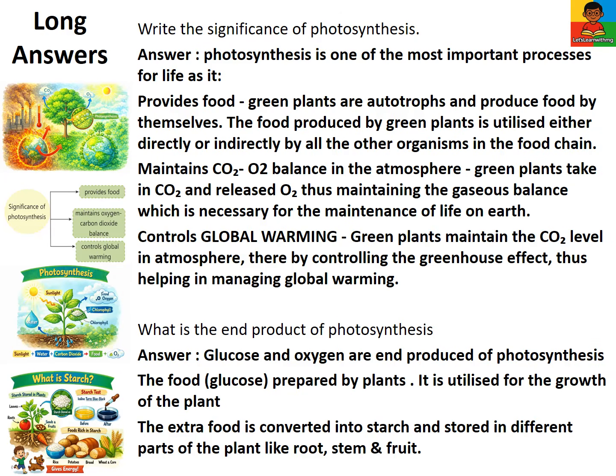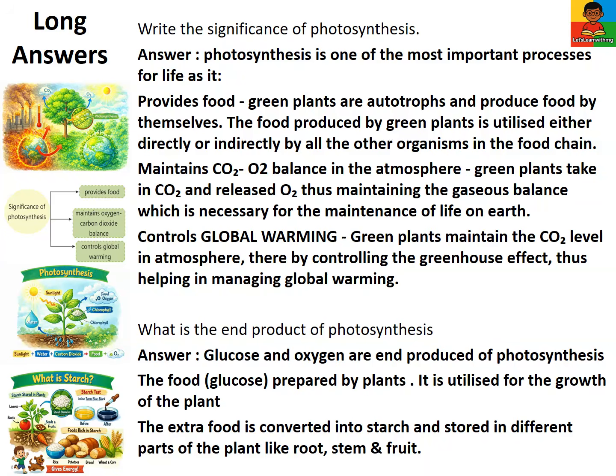Long answer. Write the significance of photosynthesis. Answer: photosynthesis is one of the most important processes for life as it provides food. Green plants are autotrophs and produce food by themselves. The food produced by green plants is utilized either directly or indirectly by all the other organisms in the food chain. It maintains the carbon dioxide and oxygen balance in the atmosphere. Green plants take in CO2 and release O2, maintaining the gaseous balance necessary for life on Earth.